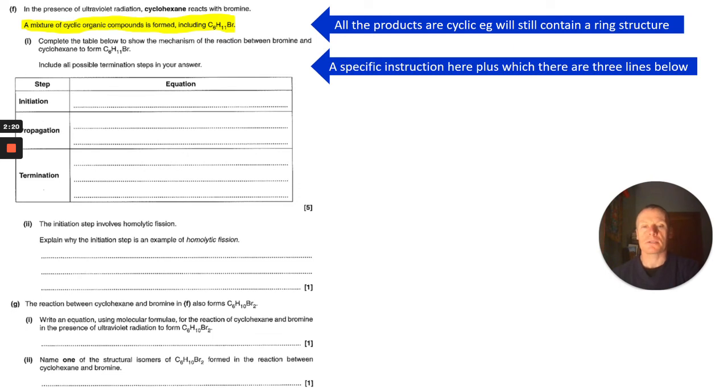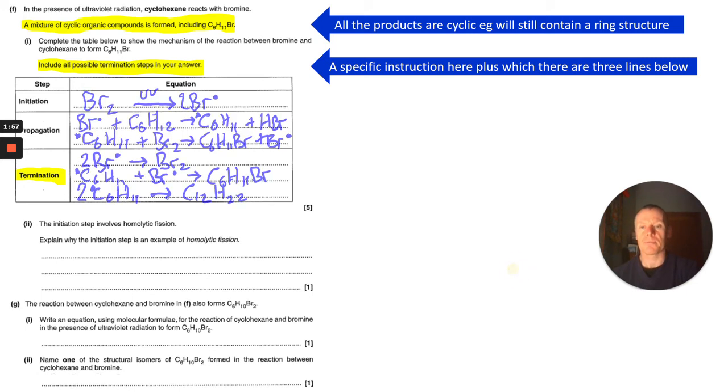So a specific instruction has been provided, and it tells you that for the termination steps down at the bottom of the table, there are 3 lines. So it says include all possible termination steps. I think the fact that there are 3 lines means that there's 3 termination steps. So you could read it like that and bear it in mind. Also, there's 5 marks on offer, so there's quite a bit of processing to do here.